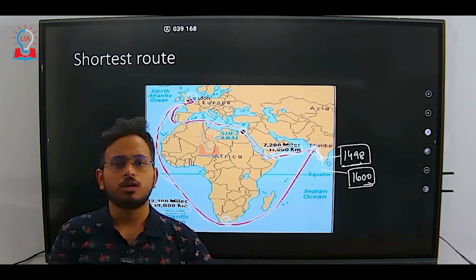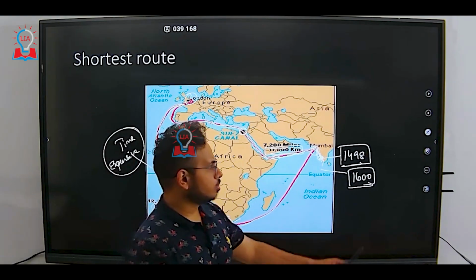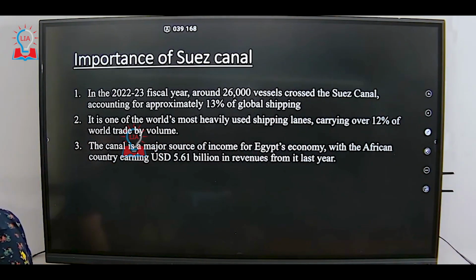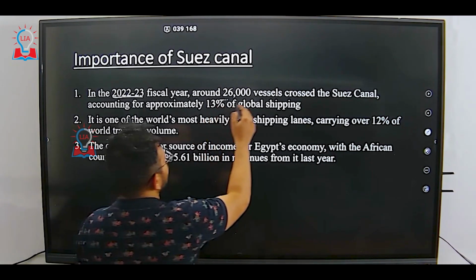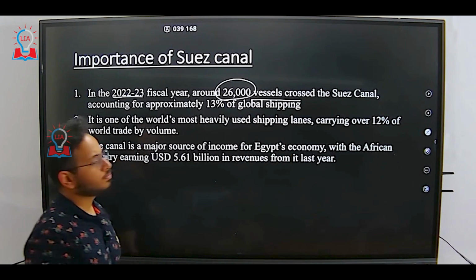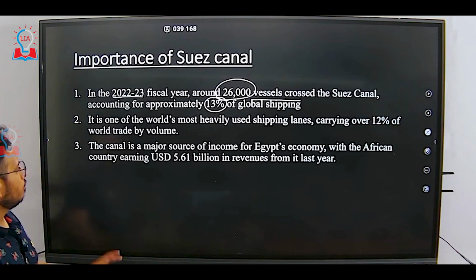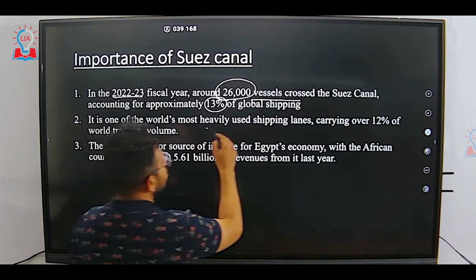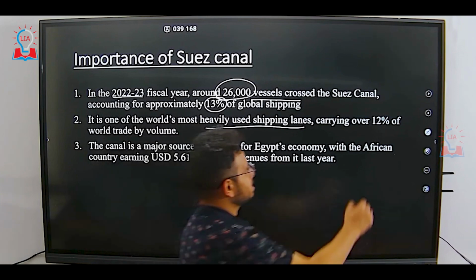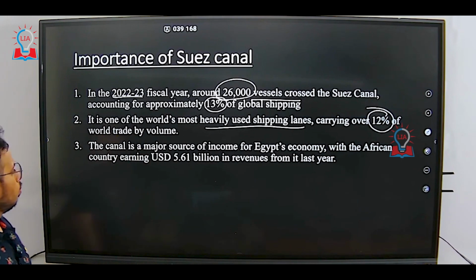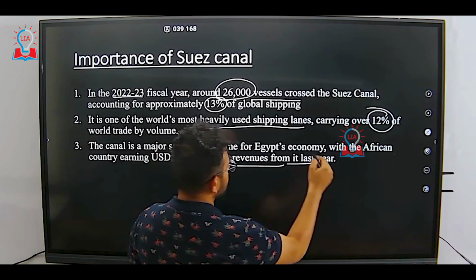Because of all these advantages, over a period of time, the Suez Canal emerged as a very important strategic choke point in the world. If you look at the importance of the Suez Canal, in the 2022-23 financial year, 26,000 vessels crossed the Suez Canal, worth 13% of the entire global shipping. It is among the world's most heavily shipped lanes, carrying 12% of the entire world trade by volume, and it is the major source of Egypt's economy also, with 5.61 billion in reserves from the last year.